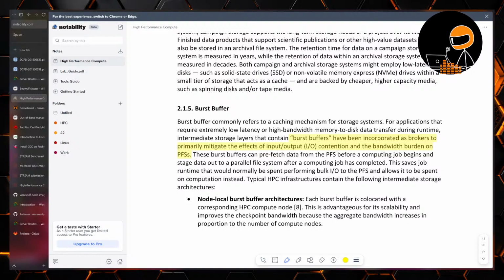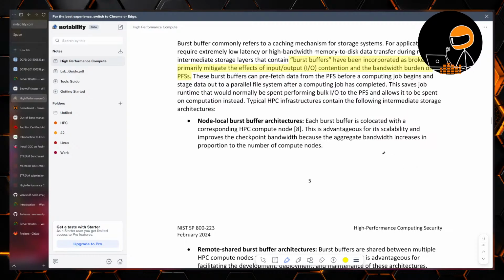These burst buffers can prefetch data before a computing job begins and stage data out to a parallel file system after a computing job is completed. This saves the job runtime that would normally be spent performing bulk input-output to the parallel file system, allowing it to be spent computing. It's pretty cool.